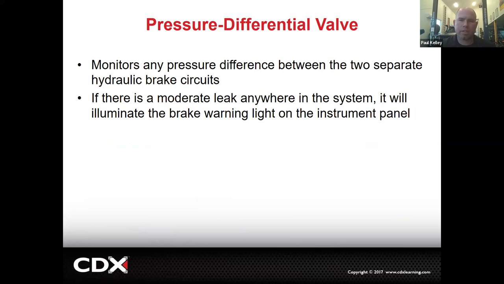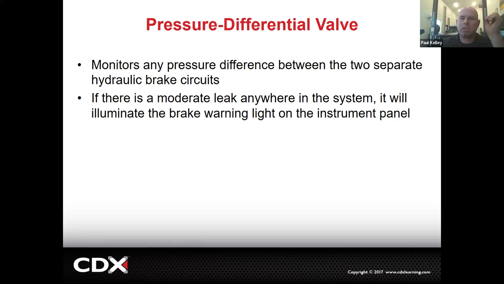Now this one, we grouped this one in with the other ones, but in reality, it's really different. The pressure differential valve doesn't modify pressure. So the metering valve and the proportioning valve, they modify pressure. The pressure differential valve, it's actually really just a sensor. It's a valve with a sensor. The purpose of the valve is just to sense a problem. So let's take a look at it.